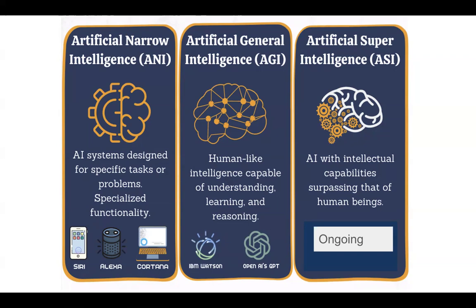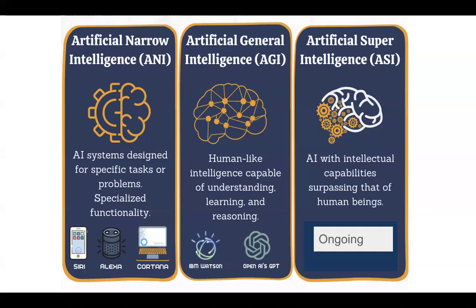There are three types of AI, categorized on the basis of the capability of the AI: artificial narrow intelligence, artificial general intelligence, and artificial super intelligence. So what is artificial narrow intelligence? First of all, it is categorized on the basis of capability.